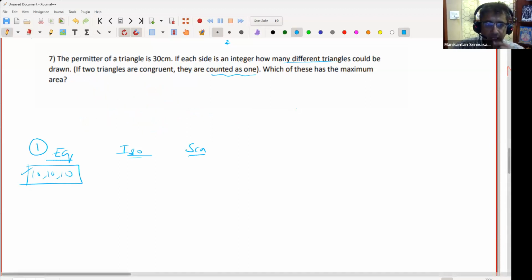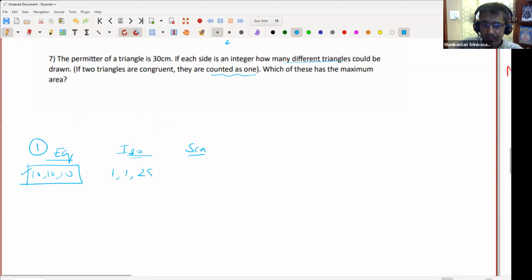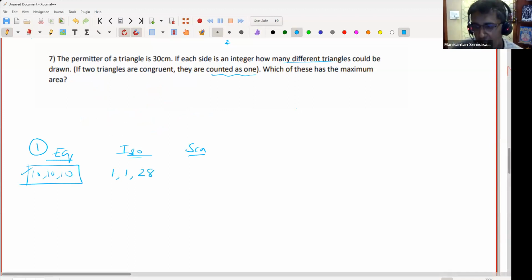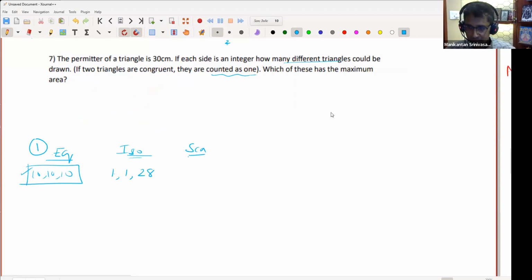Okay, isosceles. Isosceles means 2 sides should be the same, and the third one is different, right? So I can start with 1, 1, and 28. Sanvi, will this work? Isosceles? Sanvi, you're there?